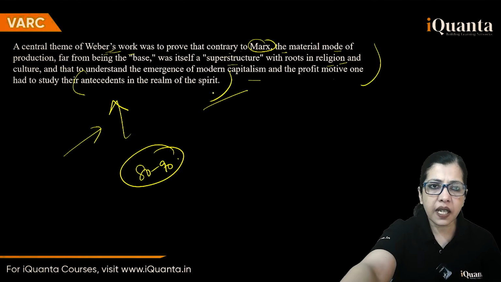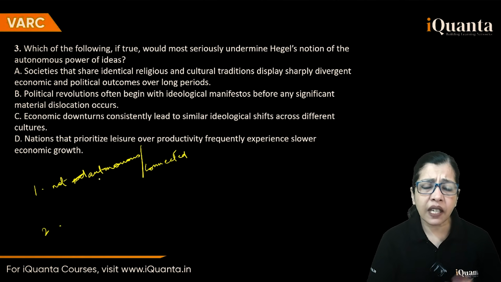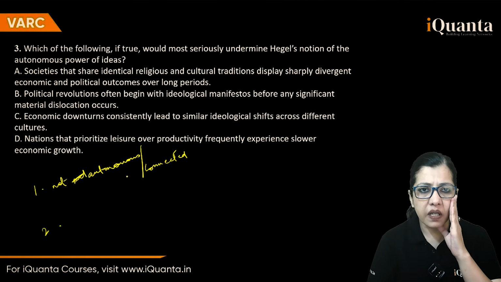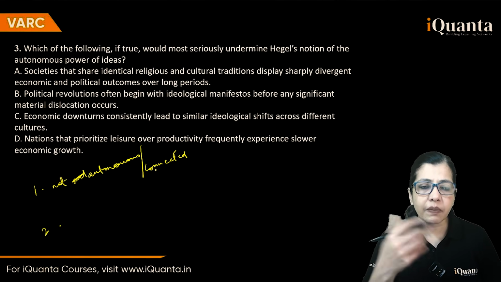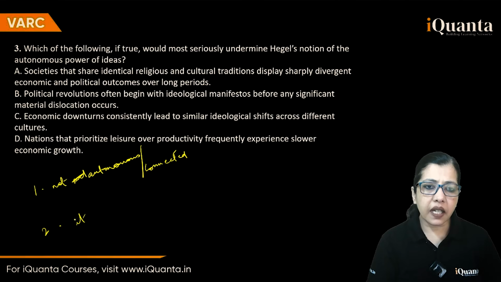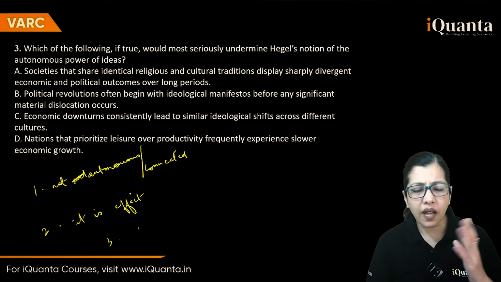This is also clear, okay? So we go back to this now. We can weaken by saying it's not autonomous, right? It's all connected, it's determined by something. Then it is effect and not cause, okay? Third, we can maybe say... these two should be enough.